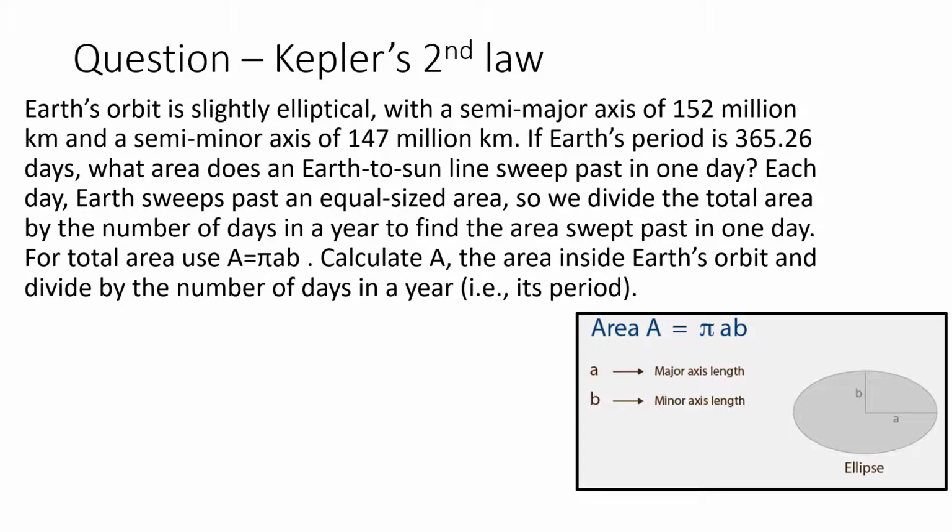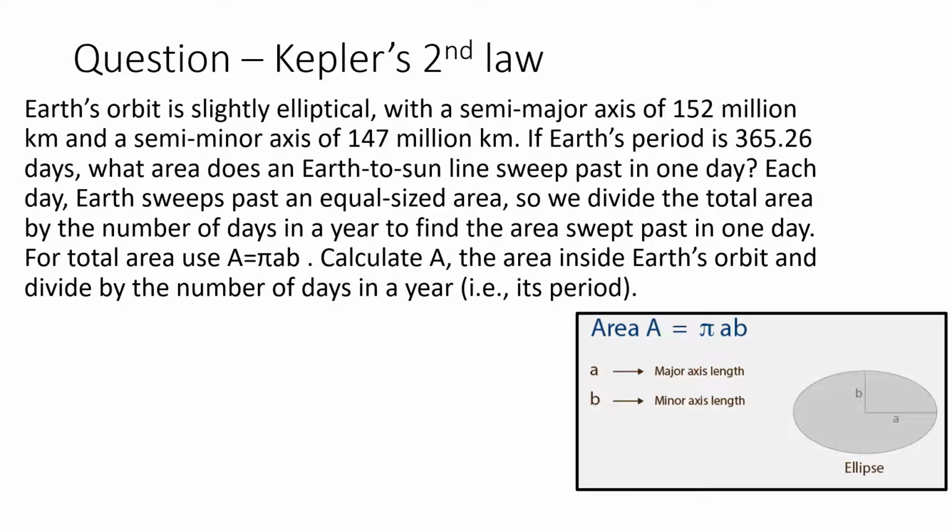Now, each day, Earth sweeps past an equal-sized area. So we divide the total area by the number of days in a year to find the area swept past in one day. Now we know that the area of a circle is pi r squared, but for a circle the radius is the same throughout the circle. For an ellipse, it's different. For an ellipse, you multiply the two different radii and pi. So the area is equal to pi AB.